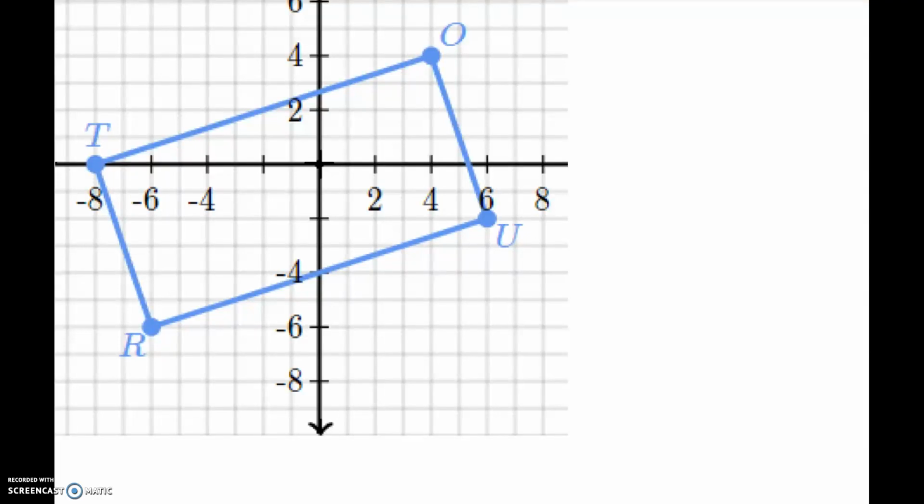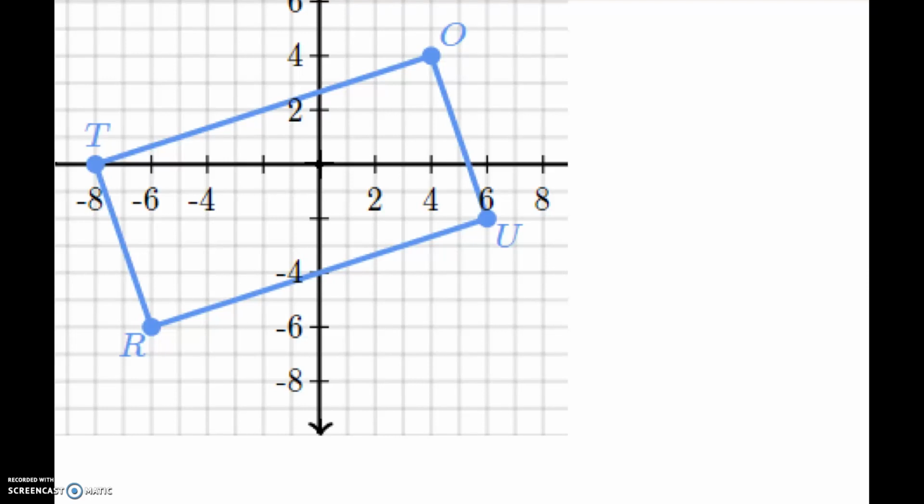Hi everyone, in this video we are going to find areas and perimeters of geometric shapes on a rectangular coordinate plane. Our first problem is from Khan Academy.